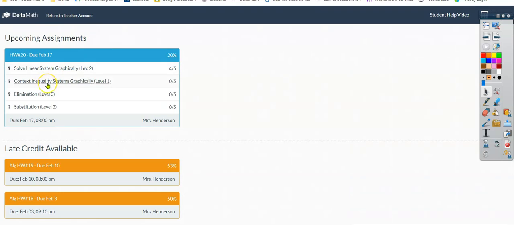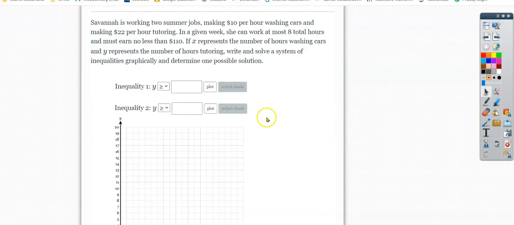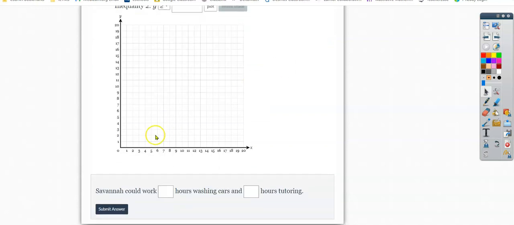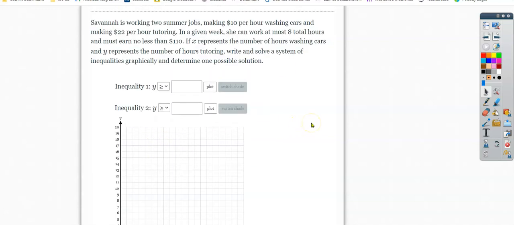I'm going to take a look here at the second topic, which is context inequality systems graphically. So we're going to translate these systems here so that we can graph them on our coordinate plane below. So it says Savannah is working 2 summer jobs, making $10 per hour washing cars and $22 per hour tutoring. In a given week, she can work at most 8 total hours, and she must earn no less than 110. X represents cars, Y represents tutoring. So write and solve the system.